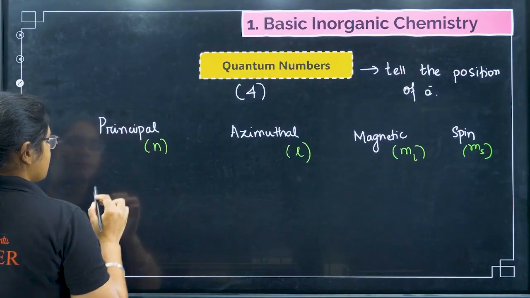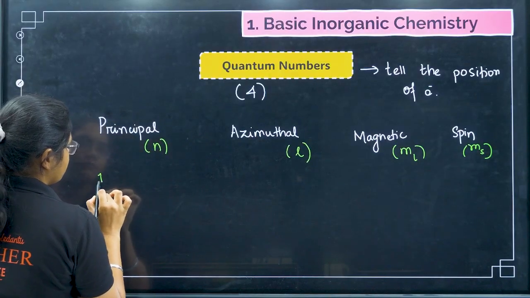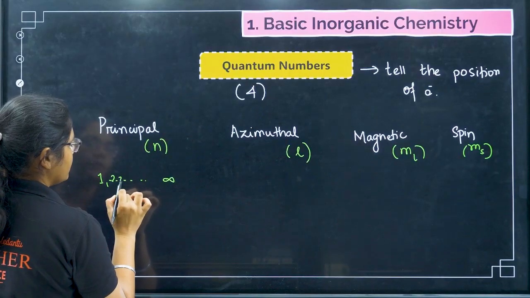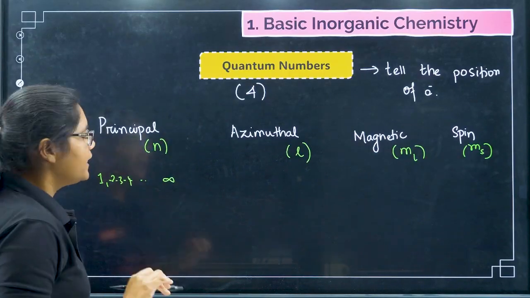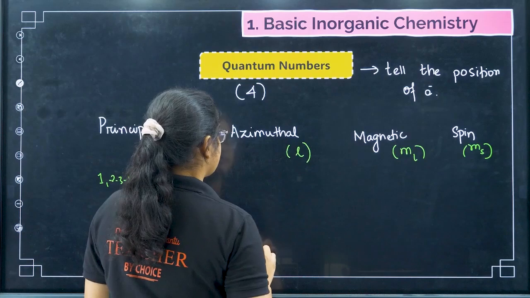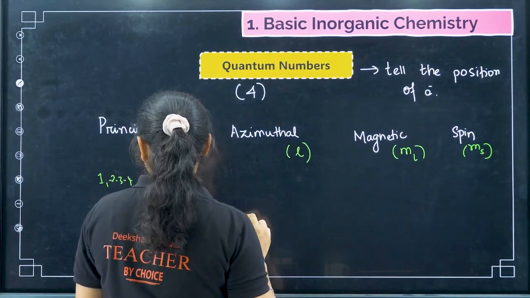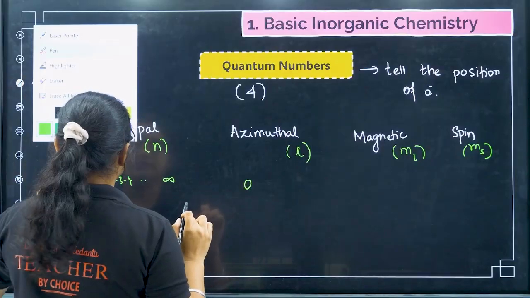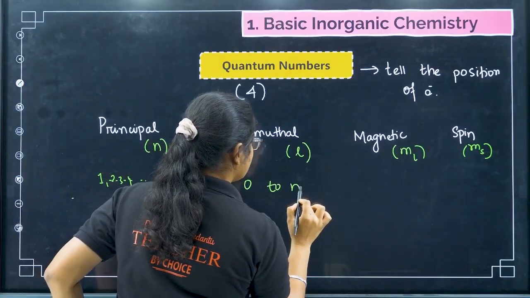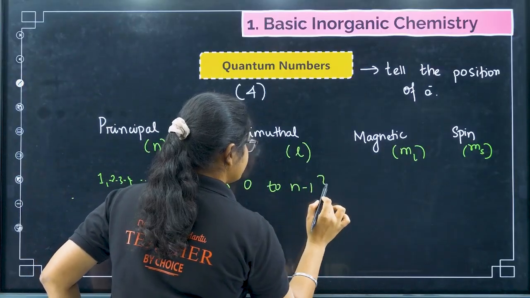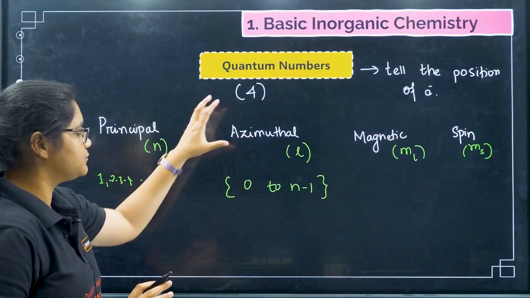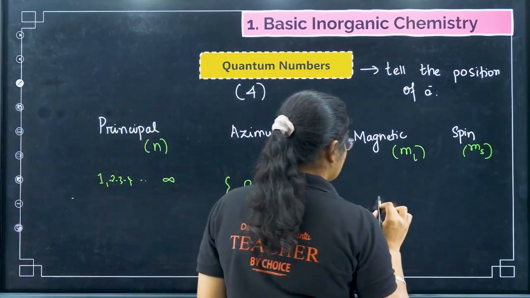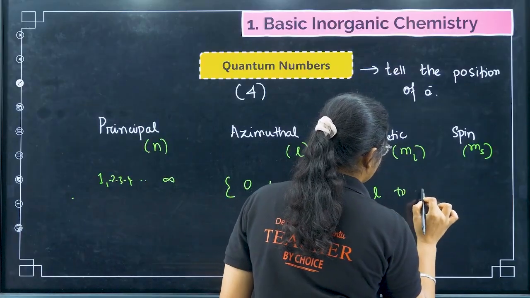Now principal quantum number values can start from 1 to infinity. You can have 1, 2, 3, 4 till infinity. And azimuthal quantum number's value will be from 0 to n minus 1. I will explain this in detail. For now, just note down this one. Azimuthal quantum number will be from 0 to n minus 1. Magnetic quantum numbers will be from minus l to plus l.